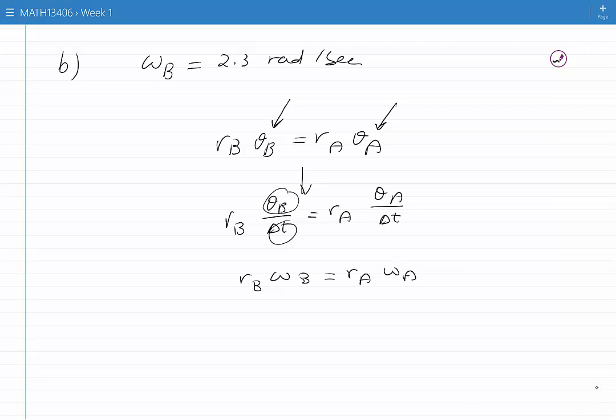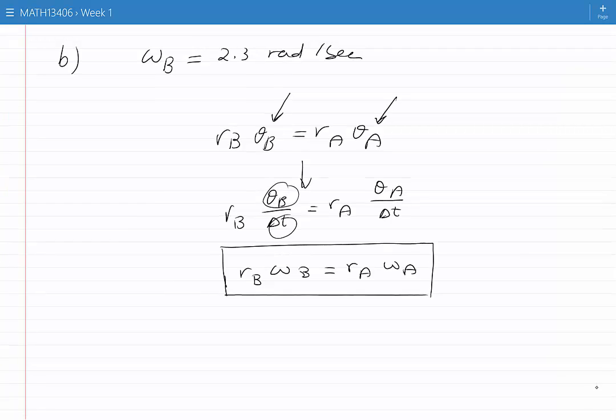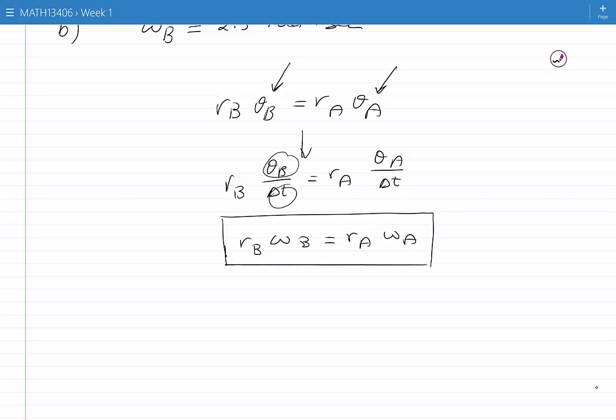Now in this equation, if we plug in the knowns, we can find the unknowns. RB is 5.5 and omega B is 2.3. This would equal RA, which is 2.5, and omega A, which is unknown. If we solve this equation for omega A, we would get omega A is equal to 5.06 radians per second.